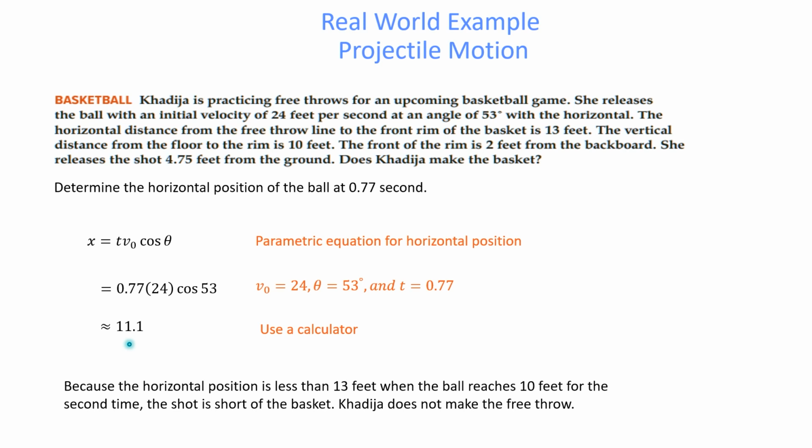Because the horizontal position is less than 13 feet when the ball reaches 10 feet for the second time, the shot is short of the basket. Khadija does not make the free throw.